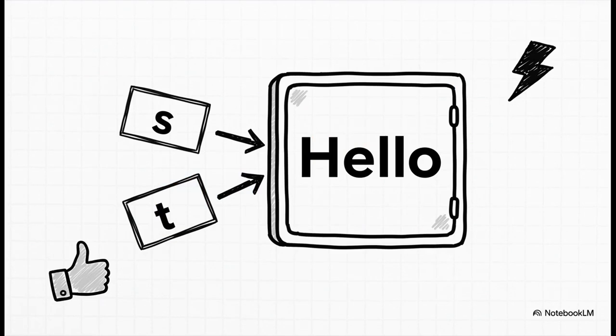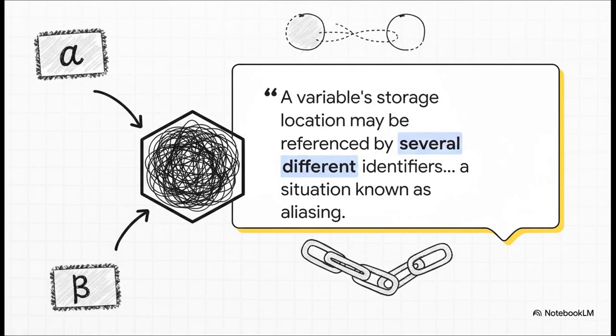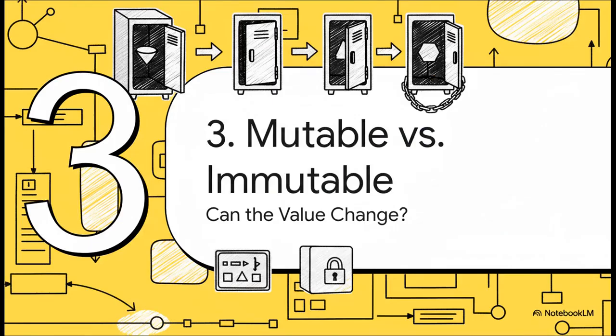And the answer is no! Python is efficient. It's not going to waste time in memory creating a whole new hello object. Instead, it just grabs a new name tag, t, and slaps it onto the exact same memory locker that s is already on. And that, my friends, is aliasing. 2 or more names all referring to the very same object. Now, this becomes absolutely critical when that object itself can change. So, that brings us to the next big question. Can the thing inside that locker actually be changed?